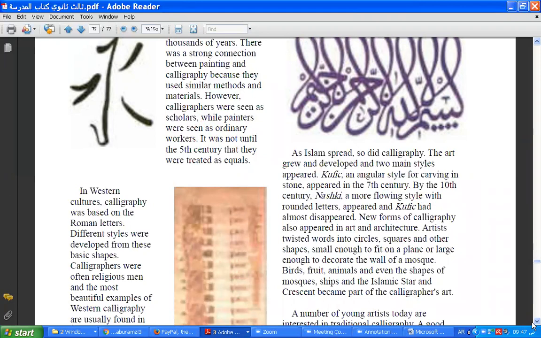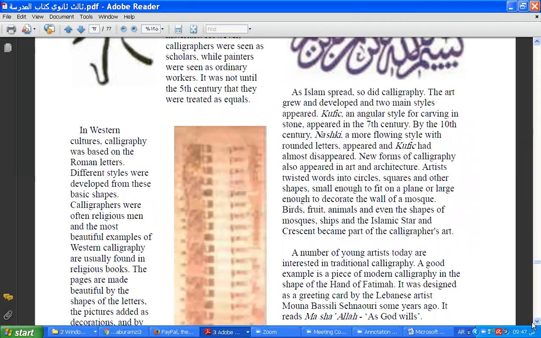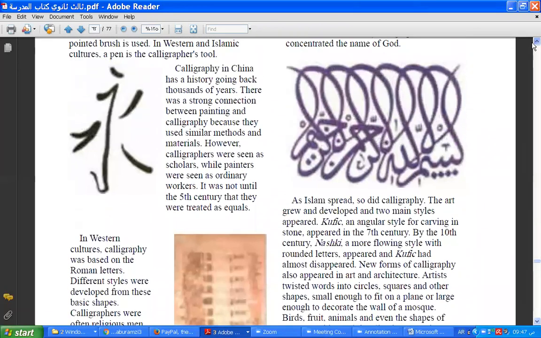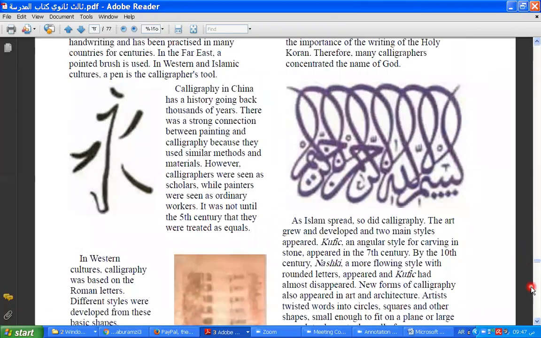Well, I believe it's a form of art where you teach from generation to generation. So that's why the calligraphers were treated and seen like that. Exactly. This is a good idea.